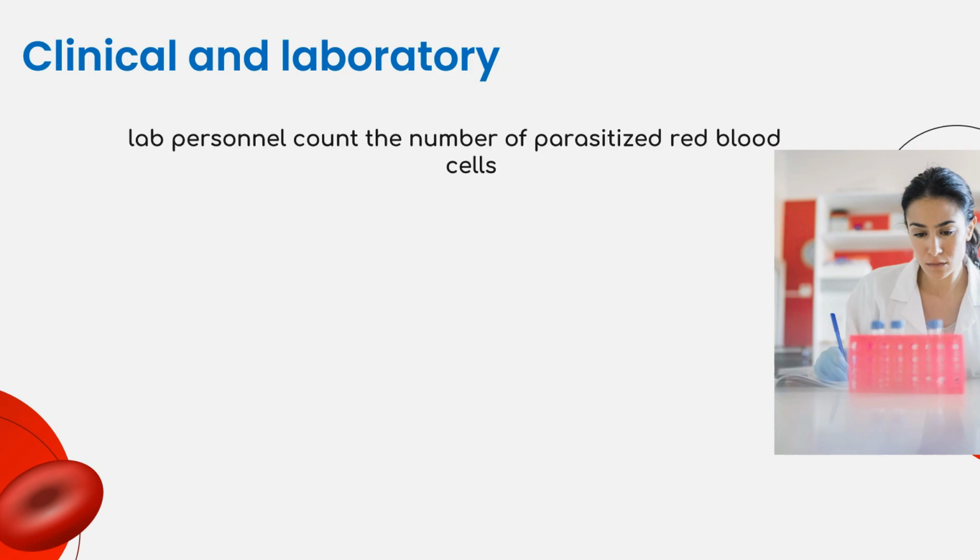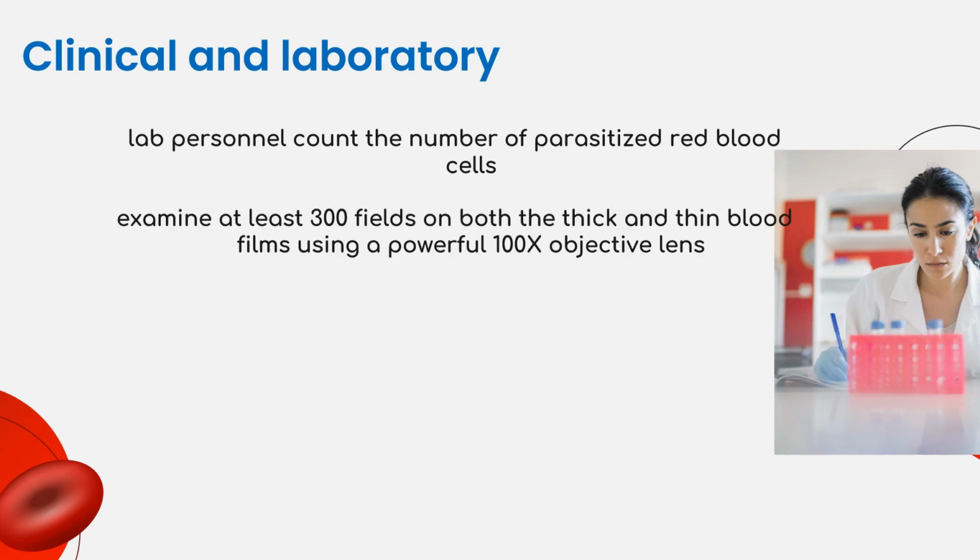Now comes the detective work. Using a thin blood film, the experienced lab personnel meticulously count the number of parasitized red blood cells among hundreds of regular red blood cells. This count gives us an idea of the percentage of parasitemia, which tells us the severity of the infection. With their skilled eyes, the lab experts examine at least 300 fields on both the thick and thin blood films using a powerful 100x objective lens. This thorough examination ensures we don't miss any hidden parasites lurking in the blood.